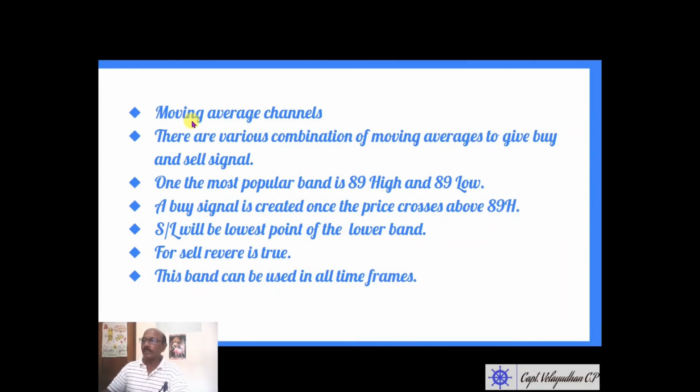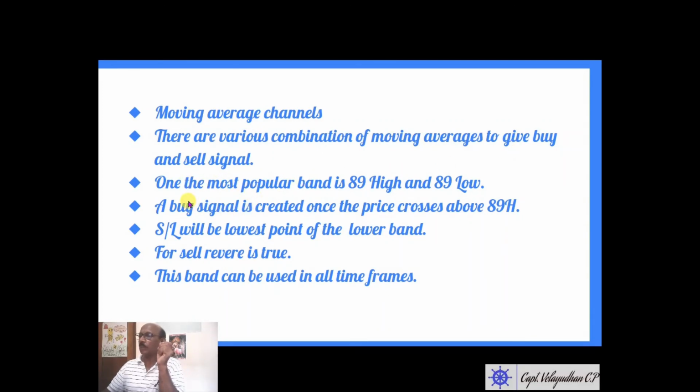Then there is something known as moving average channels. A moving average channel means two moving averages running parallel, and the upper one gives a buy signal once the price crosses above it, and the lower one, once the price crosses below it, gives a sell signal or acts as a stop loss. This is known as an average channel. There are various combinations of moving averages to give buy and sell signals.